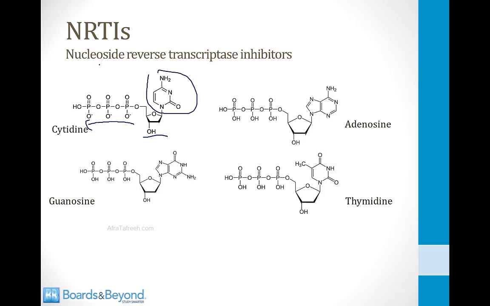The way that the nucleoside reverse transcriptase inhibitor drugs work is they mimic the structure of one of the nucleotides on the screen here. For example, they mimic the structure of cytidine or adenosine or thymidine or guanosine. Reverse transcriptase will then pick up the drug and incorporate it into a growing strand of DNA. Once the drug is incorporated, the chain cannot grow any further, and thus the chain terminates.